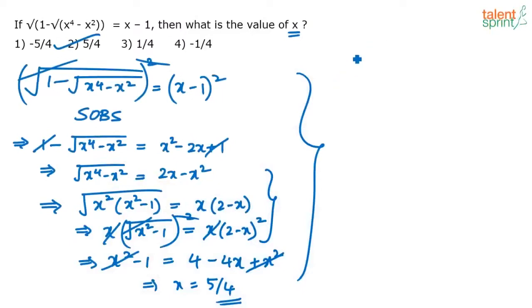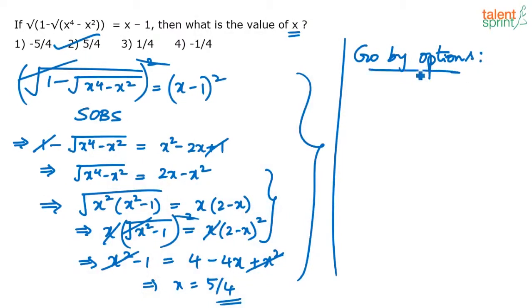So the method is as follows. The second method is to go by options. Substitution, reverse engineering. Go by the options. But before that, I'll simplify what is there on the left hand side.